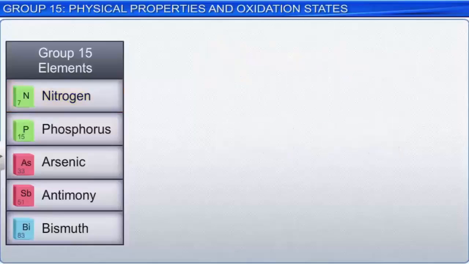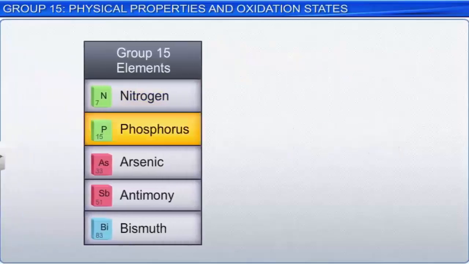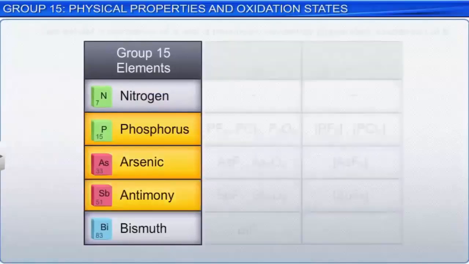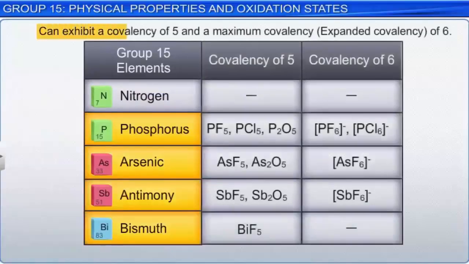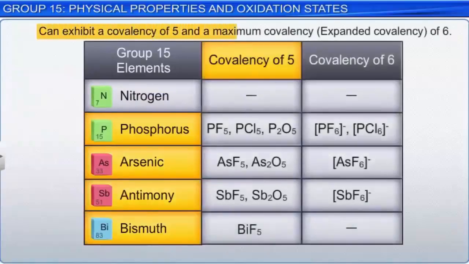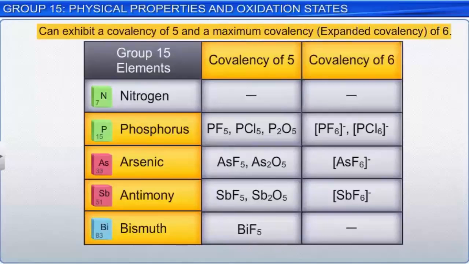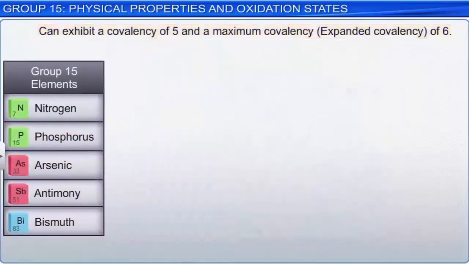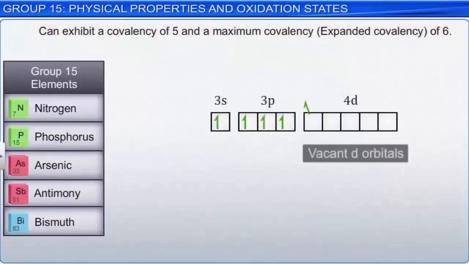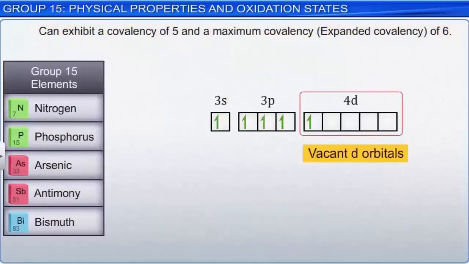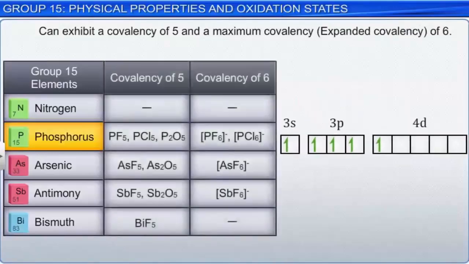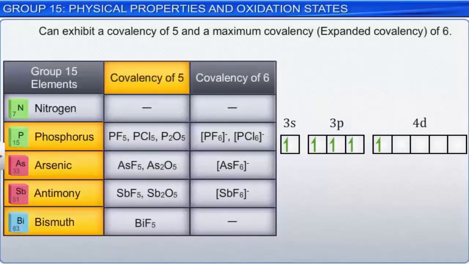However, phosphorus and the remaining elements can exhibit a covalency of 5 and a maximum covalency, also called expanded covalency, of 6. This is possible because of the presence of vacant d orbitals in the valence shell. The compounds of phosphorus and the remaining elements that show a covalency of 5 and 6 are listed in the table here.